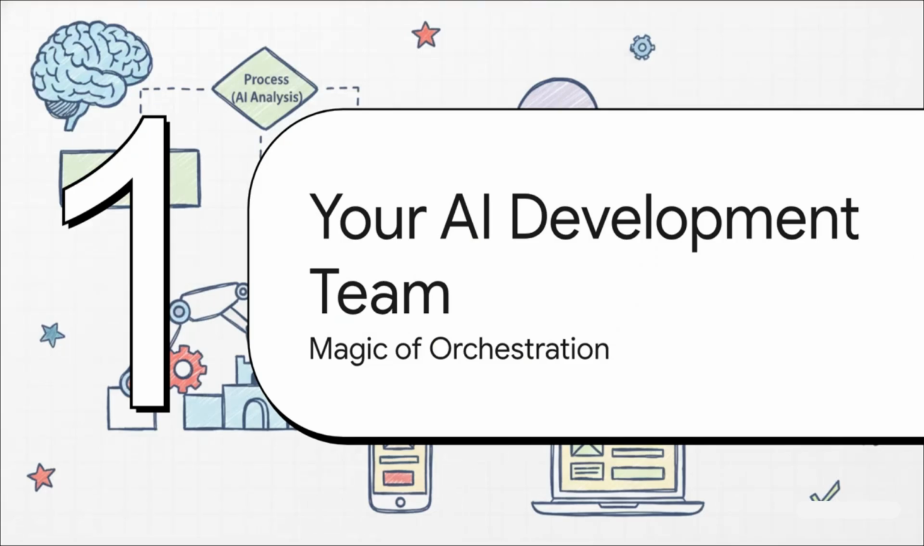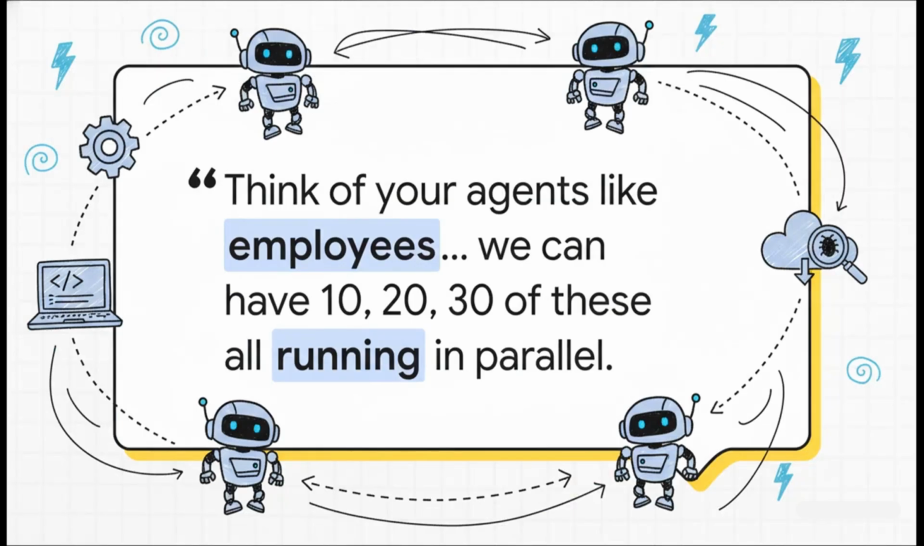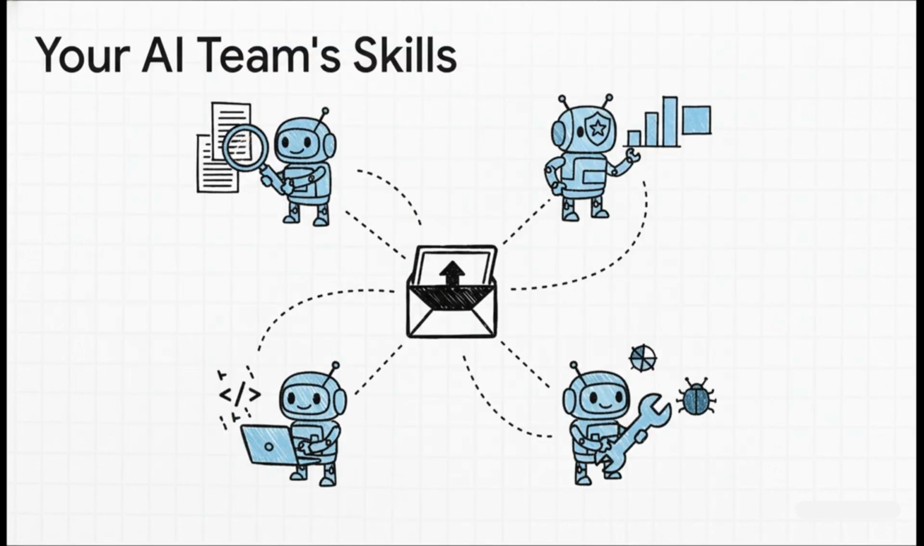Let's really drill down into that third step, orchestration, because honestly, this is the part that changes everything. This is what makes AntiGravity so different. You're not just giving a prompt to one AI, you're basically becoming the manager of an entire team of AI developers. And this quote from the source just says it all. You really have to stop thinking about them as just automated scripts and start thinking of them as your employees, your AI employees. You can have 10, 20, even 30 of them all working on your project at the exact same time, in parallel.